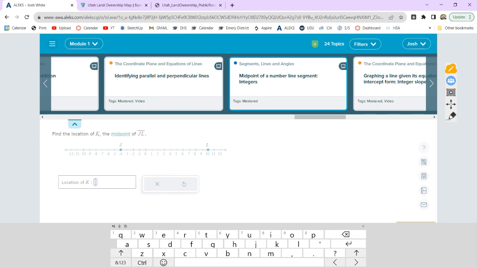Right here is a line segment we call JL. How do you find the midpoint? You could count. What if you don't want to count? How would you find the midpoint? Take the average. How do you take an average? Add the two numbers together and divide by 2. So 10 plus negative 4 would be 6. 6 divided by 2 is 3. The location of the midpoint is 3.